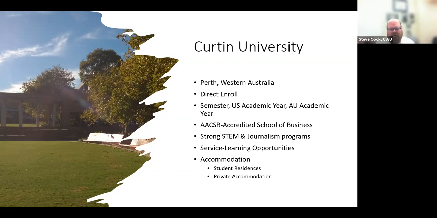Their academic year follows the same basic pattern as QUT. They are also AACSB accredited for their school of business, which is good. They also have very strong STEM and a variety of definition and journalism programs. They also have some very excellent service learning opportunities and go out into the community and then to indigenous communities not too far away as well.